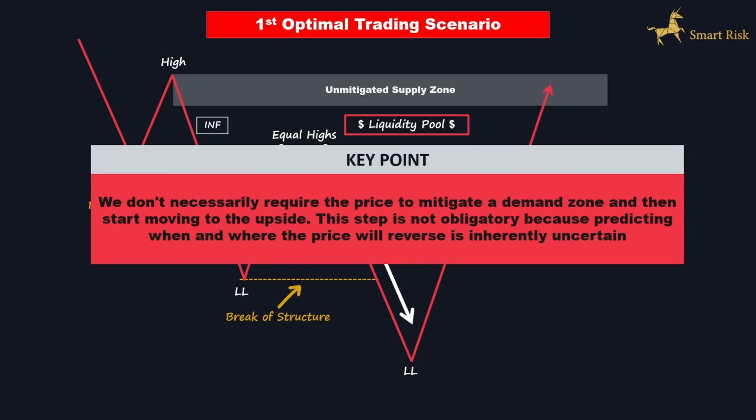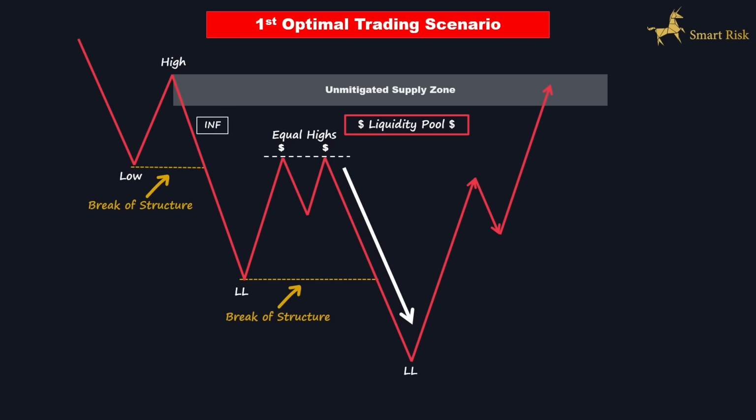We don't necessarily require the price to mitigate a demand zone and then start moving to the upside. This step is not obligatory because predicting when and where the price will reverse is inherently uncertain. What we anticipate in this scenario is for the price to move upward, sweeping the liquidity accumulated above the equal lows, then entering the identified point of interest, mitigating it, and subsequently reversing to the downside, sustaining its downward movement.